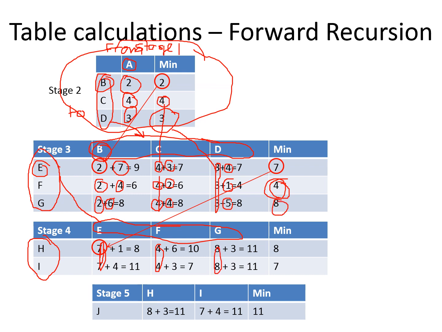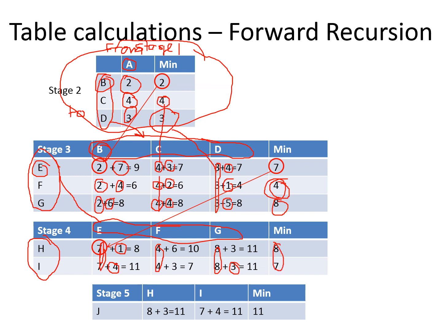And then the next number here, 7 plus 1, is again the number on the arrow that links E to H. This is the number on the arrow that links E to I, and this is the number on the arrow that links G to I. And then you read across the row to find the minimum, and you get your 8 and 7.